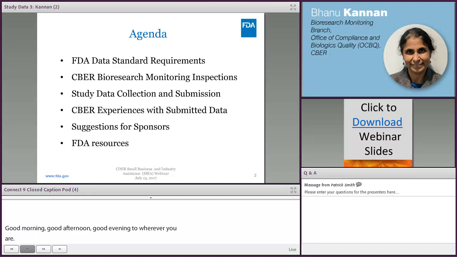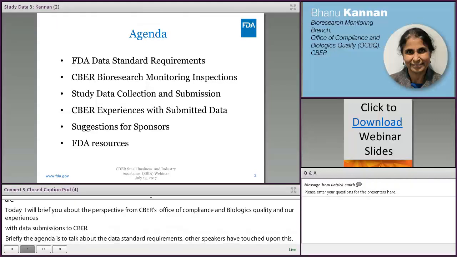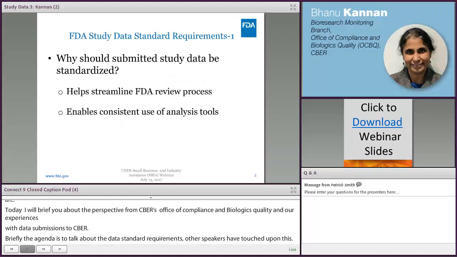So briefly, the agenda is to talk about the data standard requirements. The other speakers have already touched upon this, so I will be very brief on that, and our CDER Bioresearch Monitoring Inspection process with the submitted data, our review of the submitted data, and experience and challenges with the submitted data. And finally, a few suggestions for sponsors, and last but not the least, FDA resources.